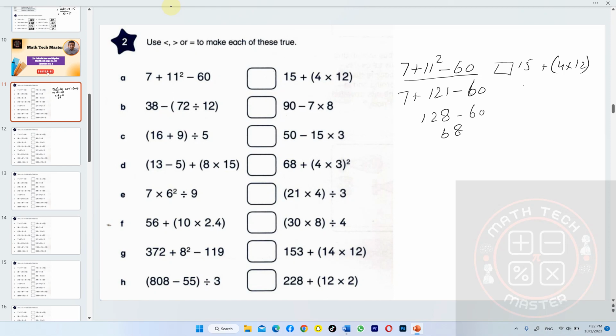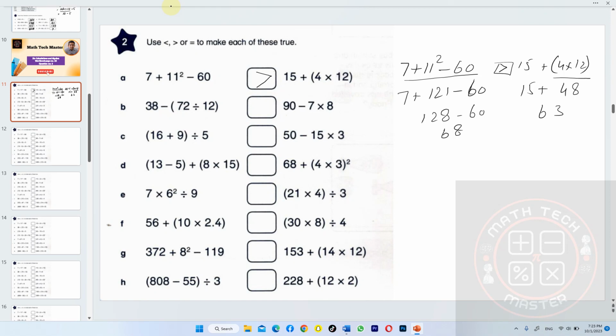And if we solve the right hand side, it will be 15 plus, we know we need to solve the bracket first, and we have learned this in the previous lesson. So 12 fours are 48, and when we add both numbers we get 63. So we can easily compare that 68 is greater than 63. So we just have to add the sign over here.